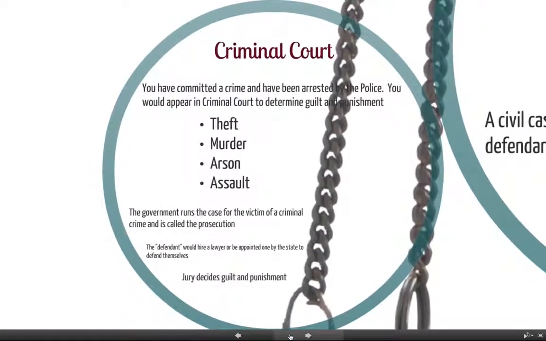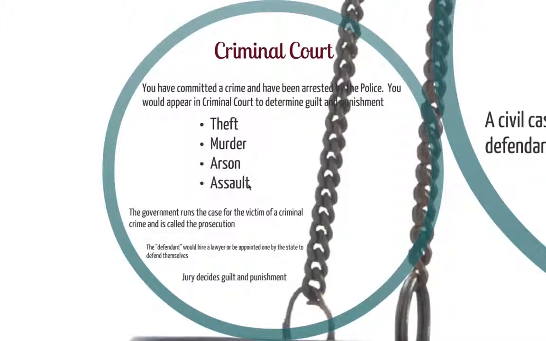The more common, not common type of court, but probably the court that you think of in your mind when you think of court, is that there's the judge and then there's the jury, and they decide the guilt and innocence, and that's called a criminal court. So if you've committed a crime and you've been arrested by the police, you would appear in criminal court to determine your guilt and also your punishment. So here are some things that would be decided in criminal court: theft, murder, arson, other crimes, assault.